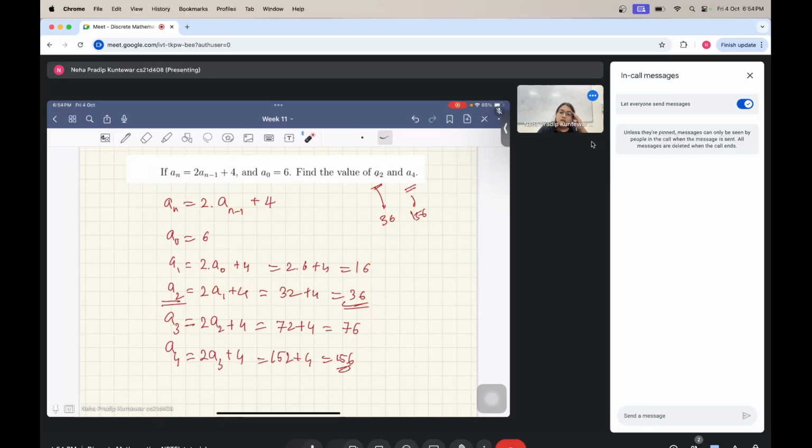But the problem here is, let's say I want to find a_4200. Then I can't directly find it, because I'll have to start right from a_1, then double it and add 4 to get a_2, double it and add 4, and so on. If I keep doing that until I find this one value, I would have to do this 4200 times to get the solution. So this is not a very elegant way of doing it.